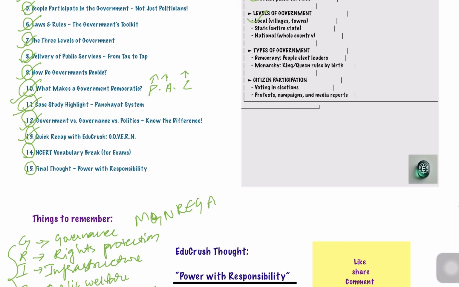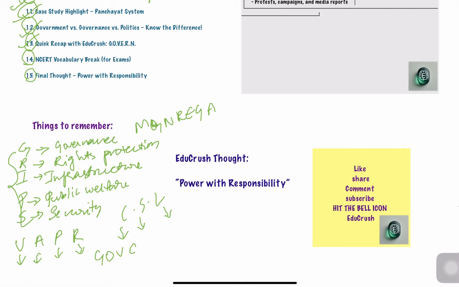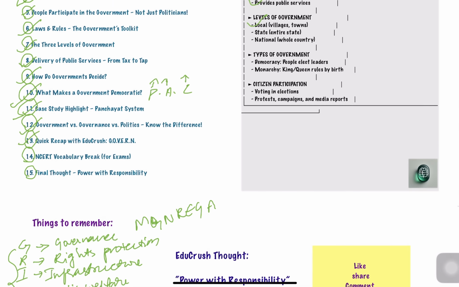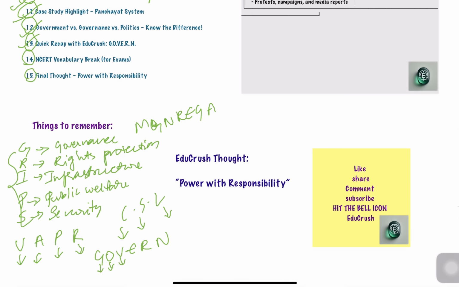Next, the 13th one, a quick recap with the EduCrush code GOVERN. G stands for governance and laws. O stands for organized structure, that is three levels. What are the three levels we have? Local, state, national. V stands for voting and participation. E stands for equality and rights. R stands for rules and responsibilities. N stands for national unity. Stick to this code and you'll never forget the essence of a government.